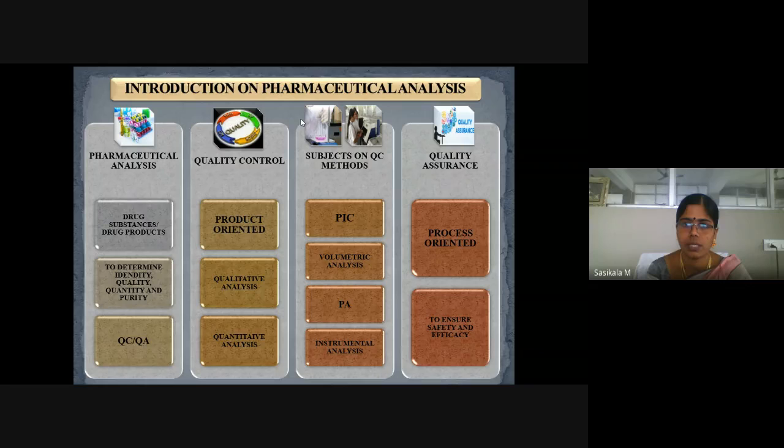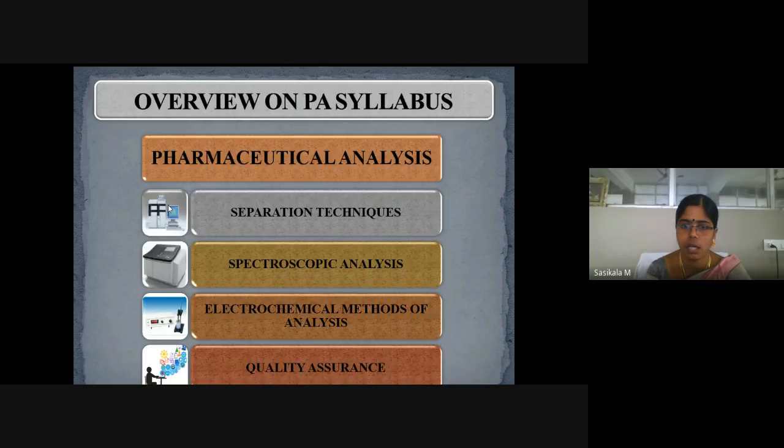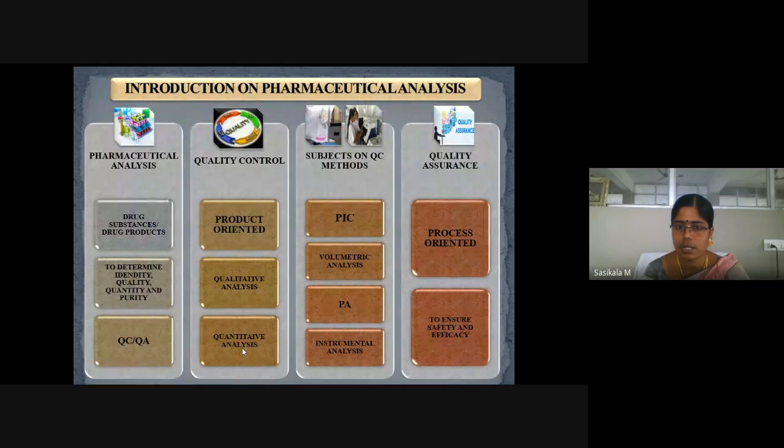Then we have discussed the importance of studying pharmaceutical analysis. What are drug substances, drug products, what is the use of analysis, and what is meant by QC and QA methods. QC is nothing but product oriented, it is qualitative and quantitative analysis.